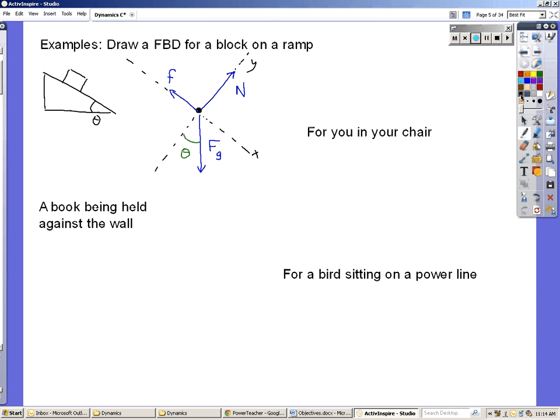Now the next thing is you in your chair. This is a fairly simple one. There's you. There's a weight force on you. Gravity is pulling you down. There's a normal force from the chair that's pushing you up. And you can kind of tell from these two forces that they're equal, they balance out in a sense. So your motion is not changing, I hope, unless you're falling out of your chair, in which case the normal force has gone away.